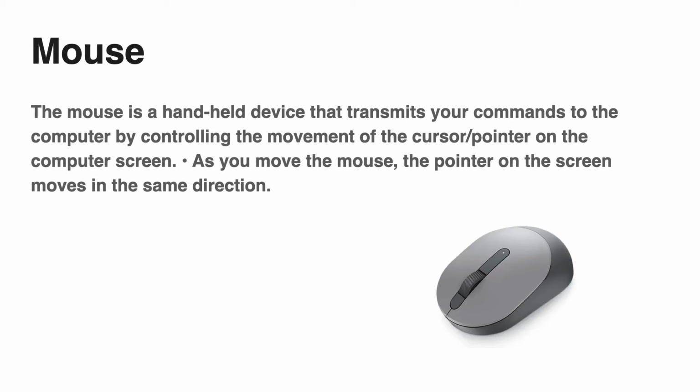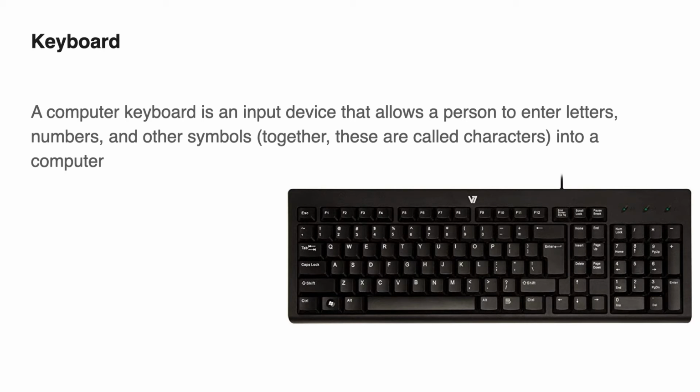Now let's move on to a very similar topic called the keyboard. A computer keyboard is an input device that allows a person to enter letters, numbers, and other symbols together. These are called characters. As you can see, they are within the bracket. So if you are searching for my channel, you'll type the name and search, right? That will be using the keyboard. It applies to both computers and even mobiles.